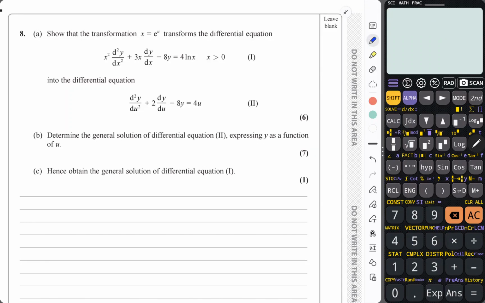Hi there, we're nearly there. It's question 8. This looks like a differential equations question, so let's have a look.